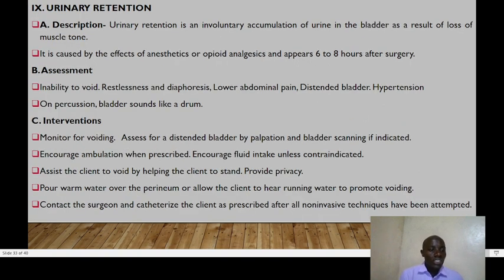On urinary retention, which is an involuntary accumulation of urine in the bladder as a result of loss of muscle tone. It could be caused by the effect of anesthetics or opioid analgesics and appears about 6 to 8 hours after surgery. So the registered nurse needs to assess the patient's ability to void, and find out if they are restless or experiencing diaphoresis, lower abdominal pain, distended bladder, and hypertension.